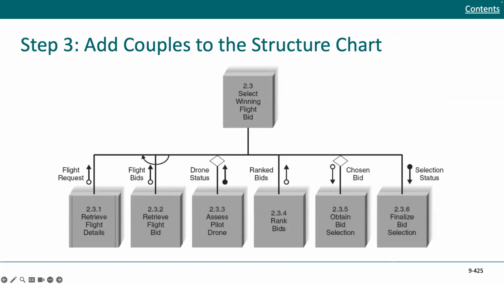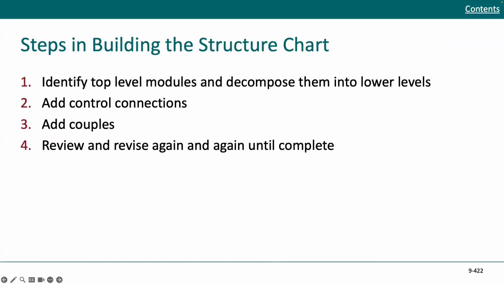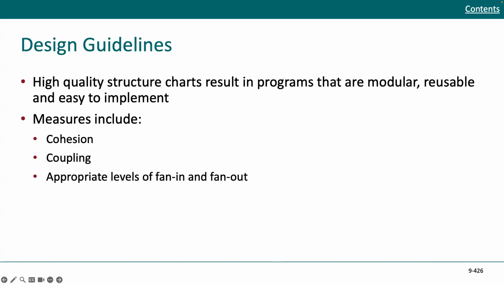Then for step 3, we add couples to the structure chart. And so now we get some more information about data flows of specific types. And that is something that we include. And then finally, we do what we talked about. We review and revise again and again until we feel that there's a sense of completion.